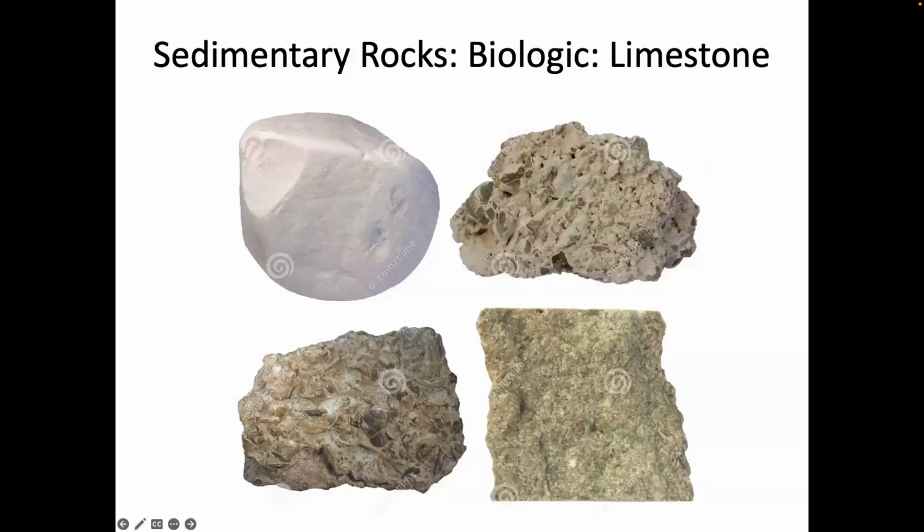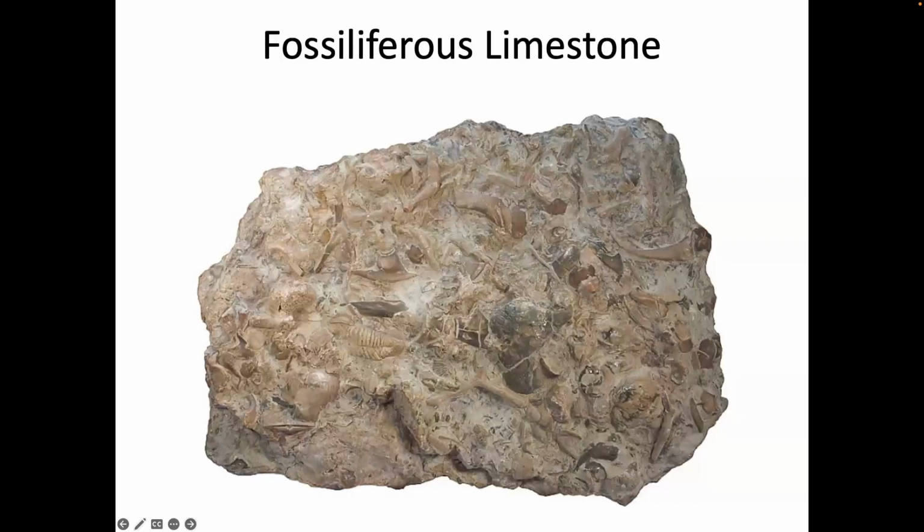So these are formed of accumulations of formerly living plant or animal material. So the first example that we're going to talk about is limestone, one of the most ubiquitous rock types in all of Eastern North America. And specifically, when you look at a lot of the limestone, you can see that they have a rich assortment of fossils in them.